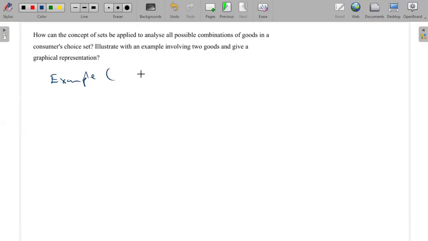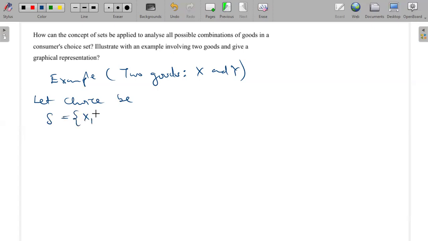So example, let's say we have two goods, and we have goods that is X and Y. Just call them X and Y. Then what will this then mean? So let the choice set be, so I just say S be equal to X and Y, like that. So in our choice set, you can choose goods X or Y.